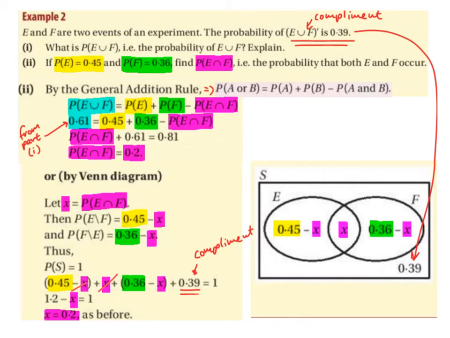So solving for x, we get 1.2 minus 1, which is 0.2. So again, x is equal to 0.2. So the probability of E intersection F is equal to 0.2, and this is the probability that both E and F occur.